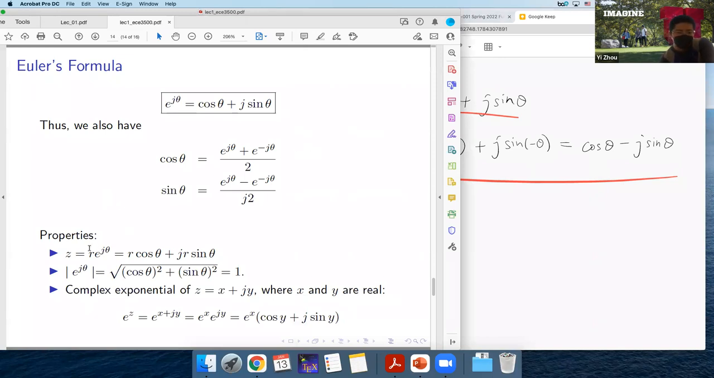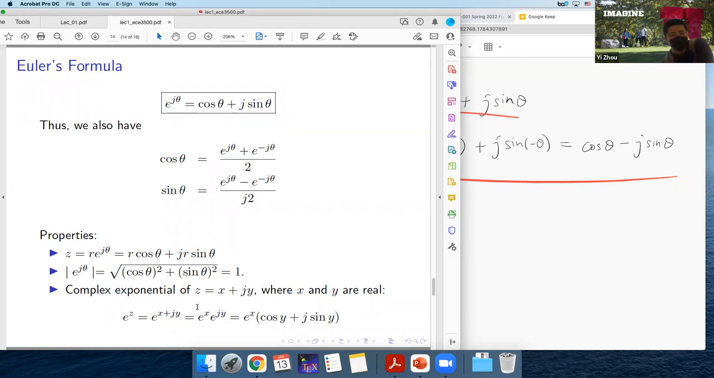Okay, and we can also look at complex exponentials. Well, it's basically e to the power of z. Now this z is an arbitrary complex number. Since z is a complex number, we know that it can be written in a standard Cartesian form. So we can plug in this Cartesian form. So it's e to the power of x plus jy. Now by the property of the exponential, we can write this as e to the power of x times e to the power of jy.